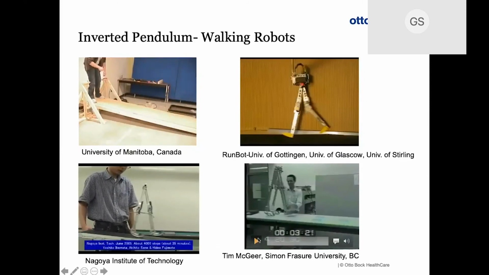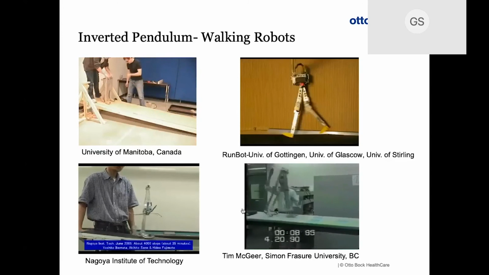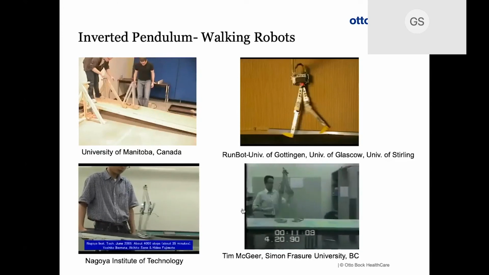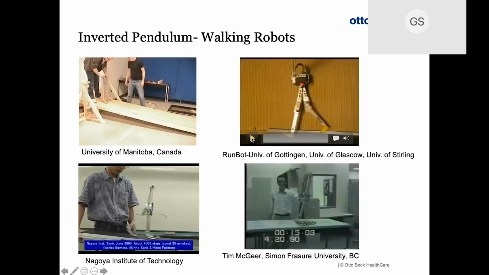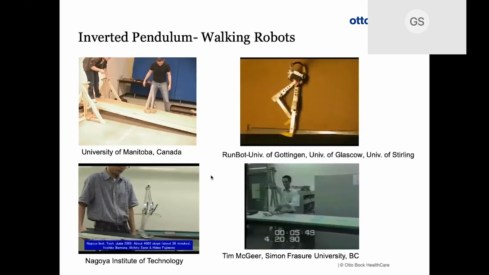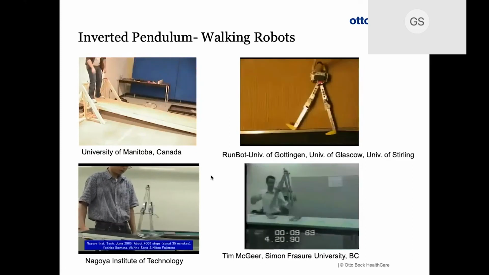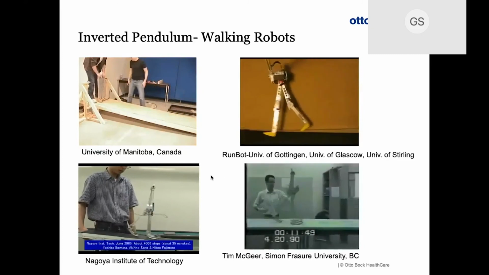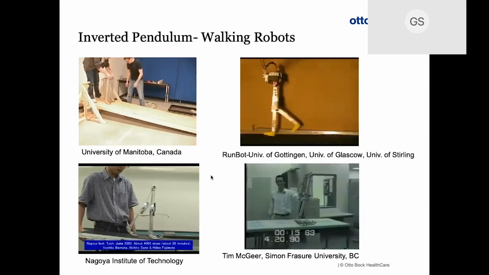Tim Gear in the 70s talked a lot about this. My apologies for the noise, but this is from 1978. And then finally the run bot from Göttingen. I call him the fun bot because he's just fun. Look at that guy. He's just running off like crazy. I have to get to the end here and he'll take a spill. That's the fun part. Let's see, here he goes.